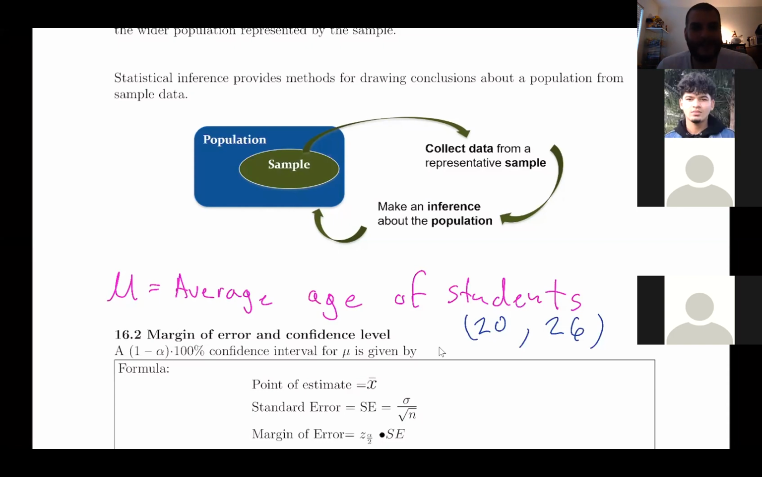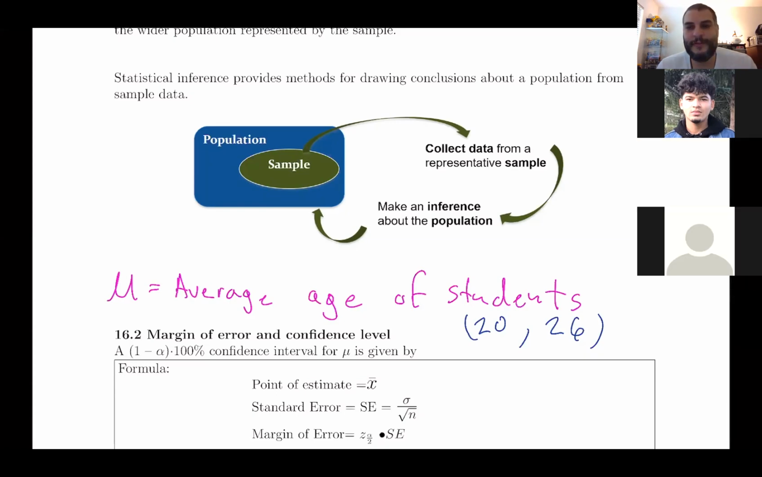All right, so what the confidence interval is going to tell us, it will tell us all the possible answers that could be within that range. So when we find the confidence interval telling us it could be anywhere from 20 all the way to 26 years of age. So that's what we're going to be doing for this chapter. Any question in regard to that idea so far?